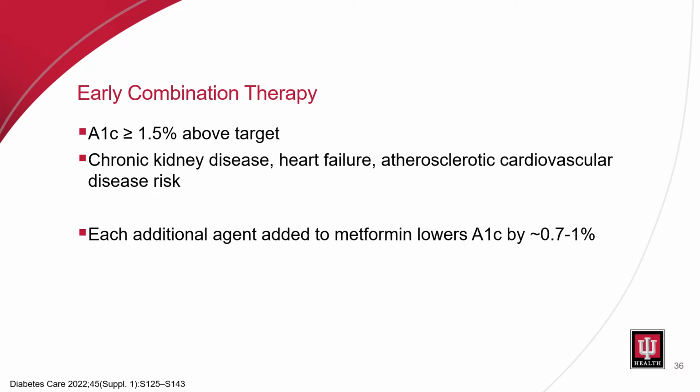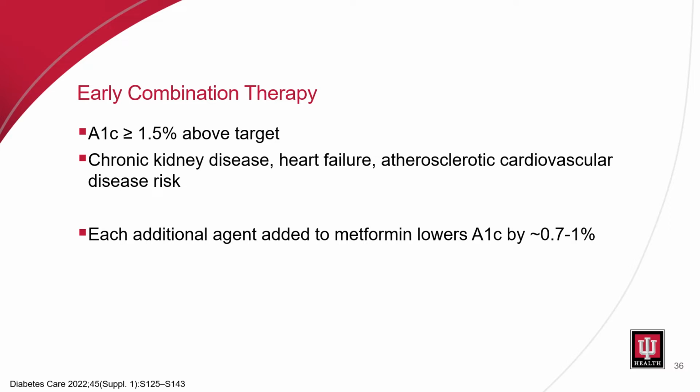However, the VERIFY trial, which looked at vildagliptin in combination with metformin for early treatment of type 2 diabetes, showed that combination therapy is superior to sequential addition of medications for extending primary and secondary failure for patients. So we consider early combination therapy for any patient that has an A1C that's greater than or equal to 1.5% above target. So when we're thinking of our normal target goal of 7% or less, that would be an A1C of 8.5%.